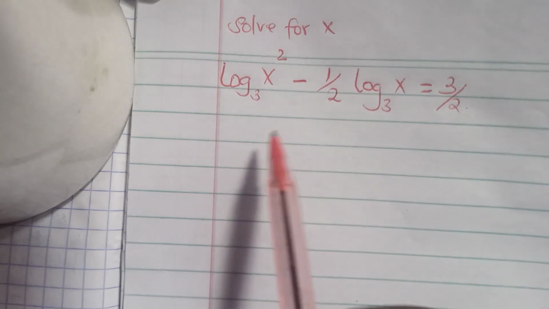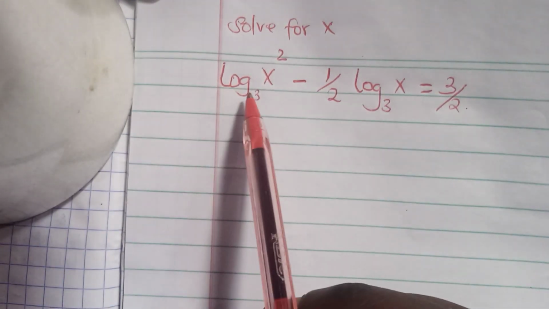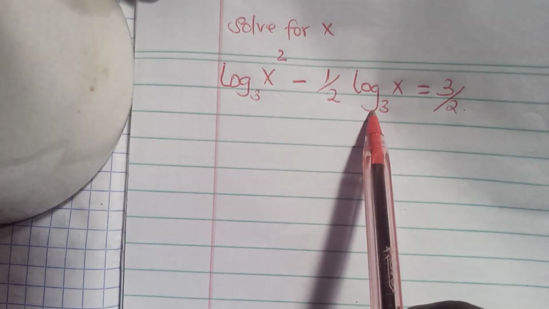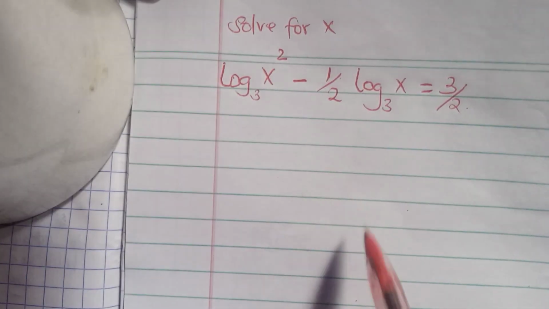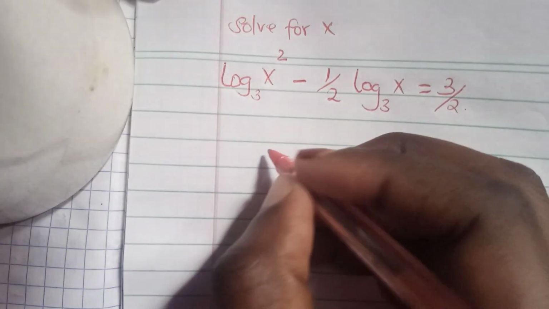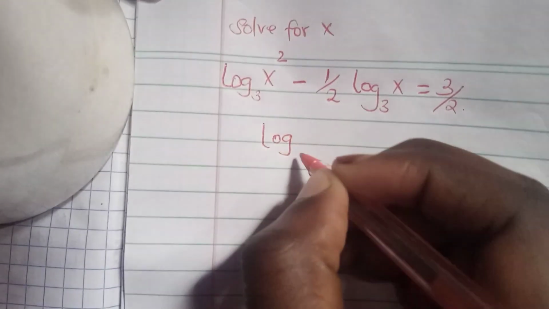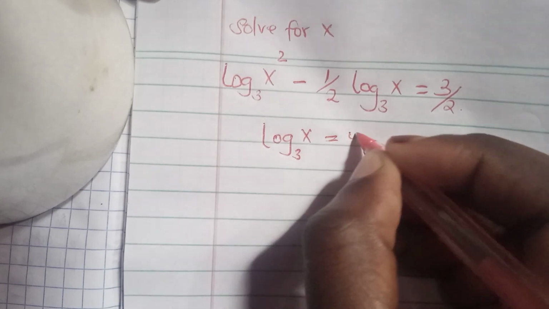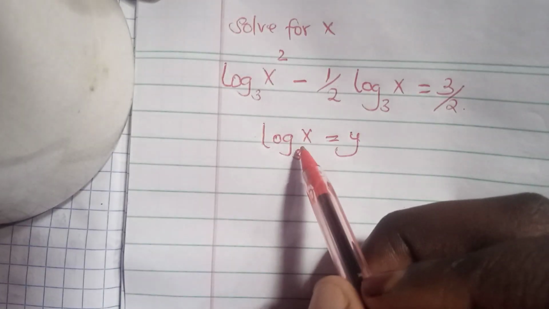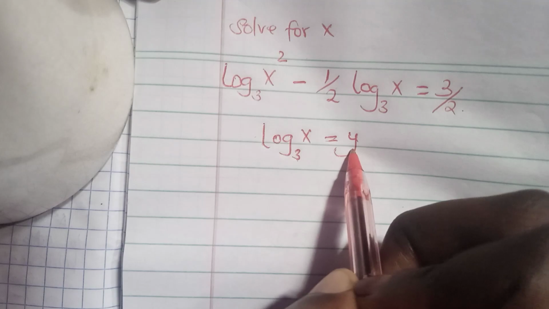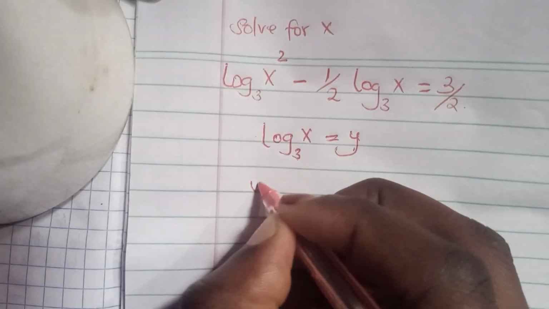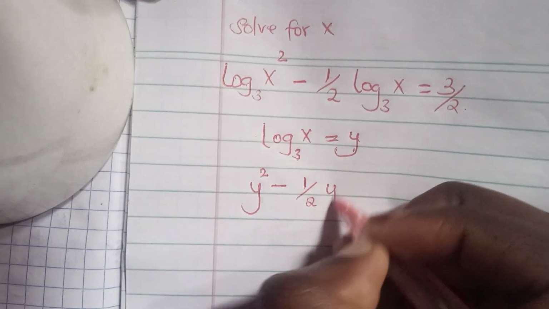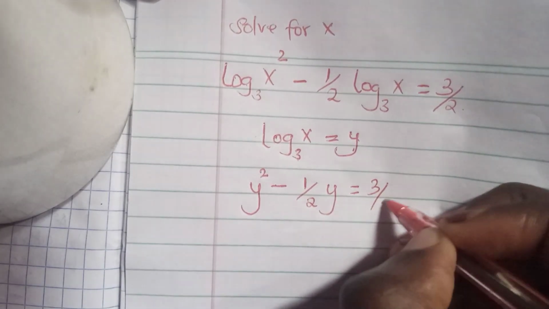So we'll begin by, if you check, log x base 3 is common. We have log x base 3 here and on this side. So let us substitute it with y. So log x base 3 is equal to y. So while we have log x base 3, we are going to substitute it with y. So this will be y squared minus a half y is equal to 3 over 2.